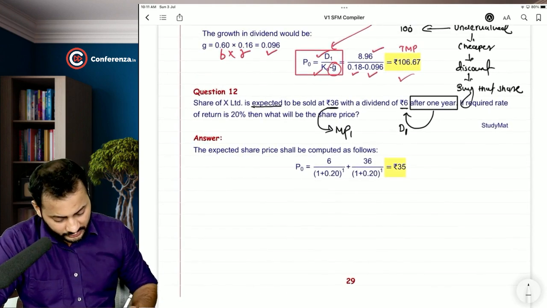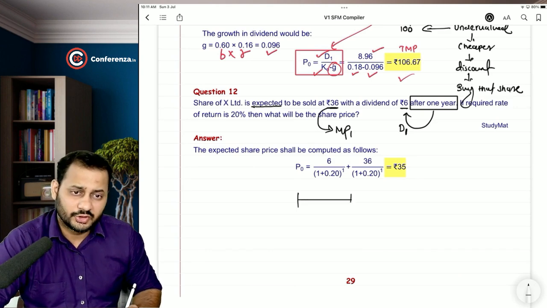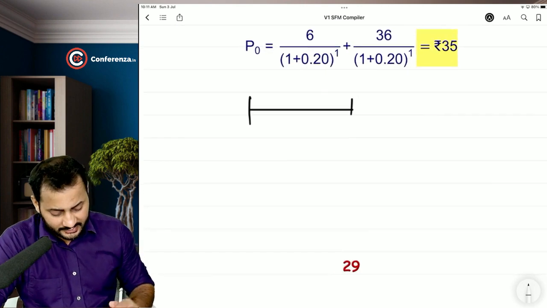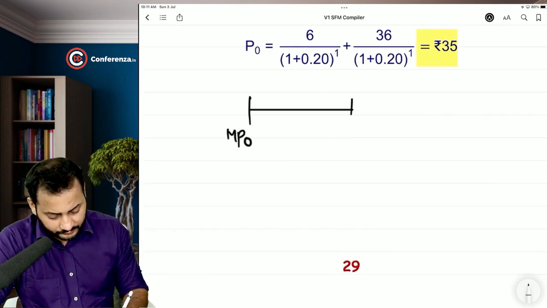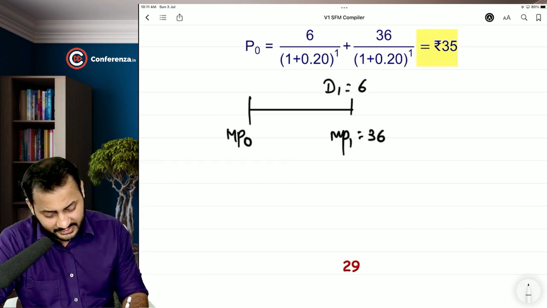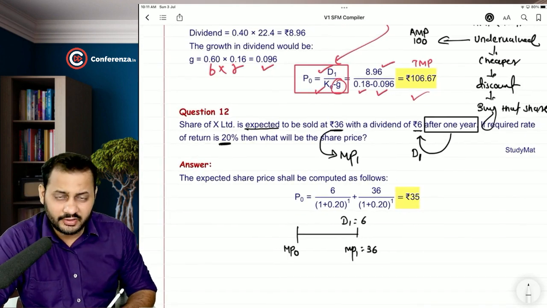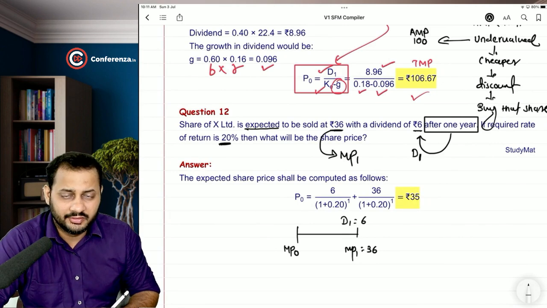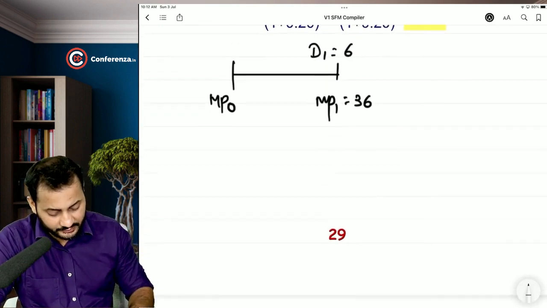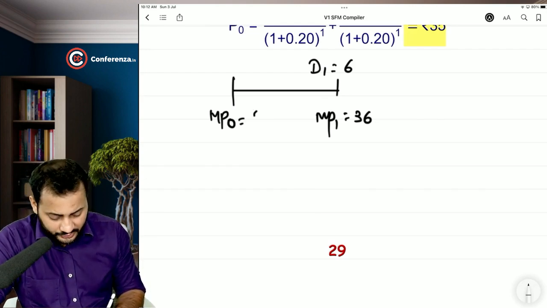So all in all, the story is like this. The entire question covers only 1 year, and they are saying that the market price at which it will be sold after a year is 36 and the dividend you will receive just before selling the share is rupees 6. Now you tell me, if your required rate of return is 20%, that means you want to earn 20% from this return, what will be the share price today? So if you want to earn 20% return, how much you should be ready to pay?